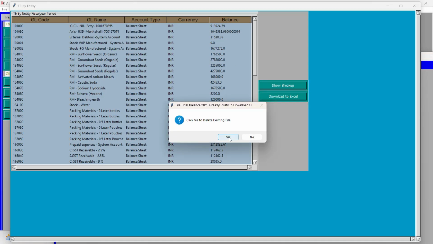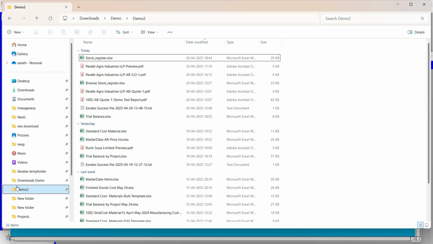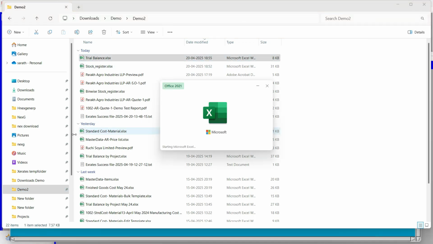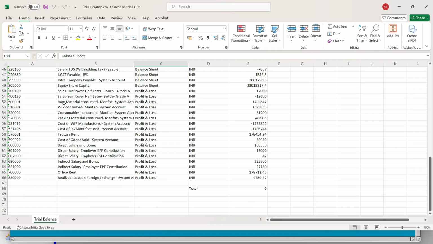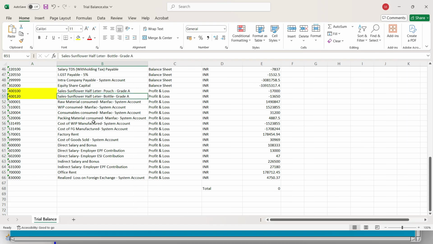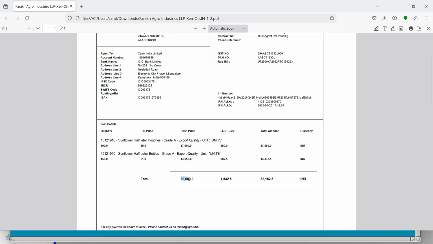Do you want to delete the existing file? Yes, delete, downloaded. So let's go to our download folder. There is a trial balance which is downloaded from the system. Now you can see this 4 series GL. These two are the sales GLs as per this entity's chart of accounts. So this is the sales of sunflower half liter pouches and half liter bottles. You can see 17,000 as well as 13,650 for these two items, which is matching with this 30,650.